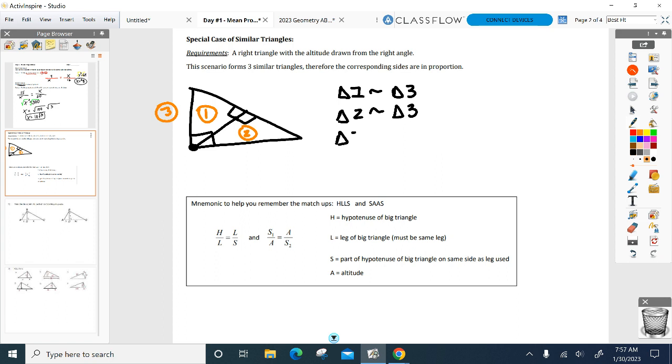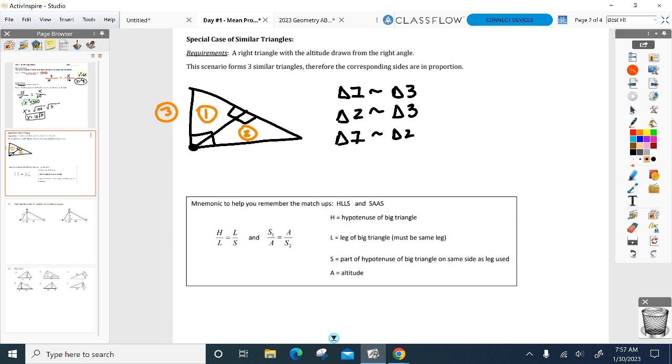So what can we say about triangle 1 and triangle 2 then? They're also similar because they're both similar to 3. So we just showed what? All 3 of those triangles are similar to each other. All right? Take a step back. If they're all similar, what do we know about their sides then? What do we know about sides of similar triangles? They're in proportion, right? They're in proportion.